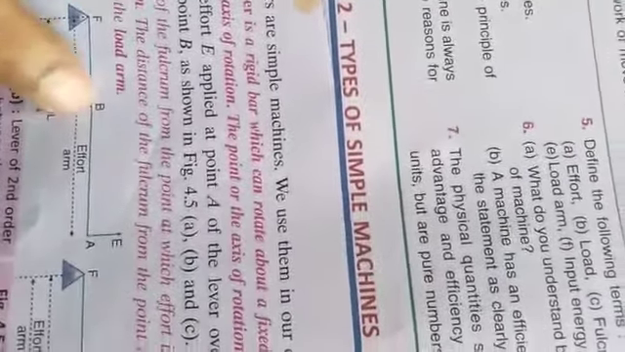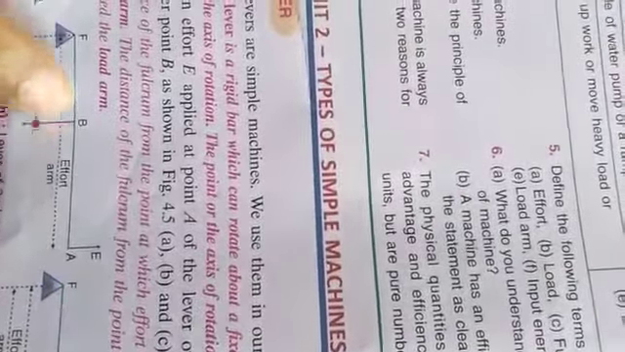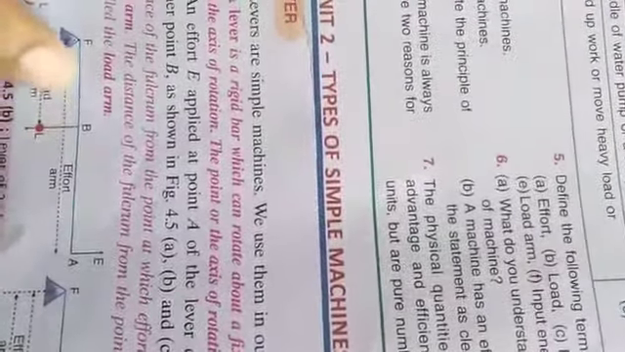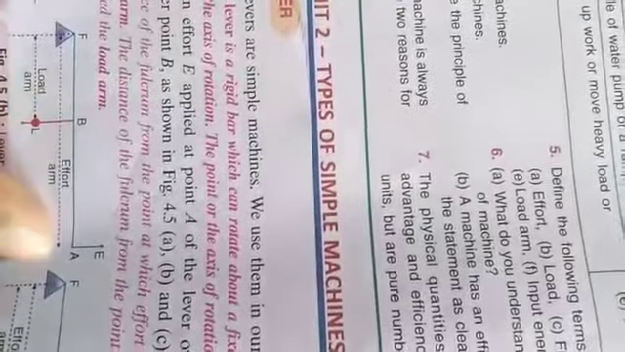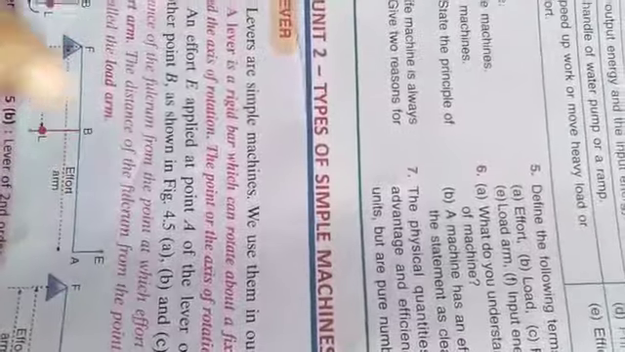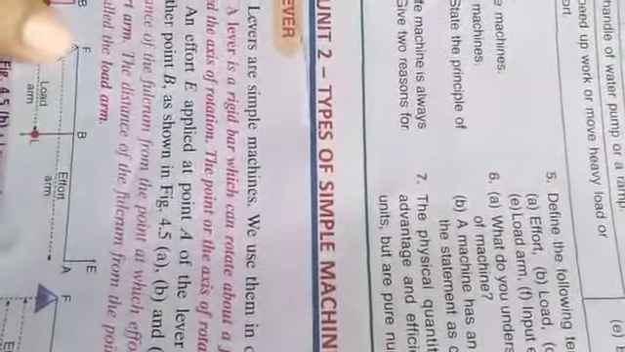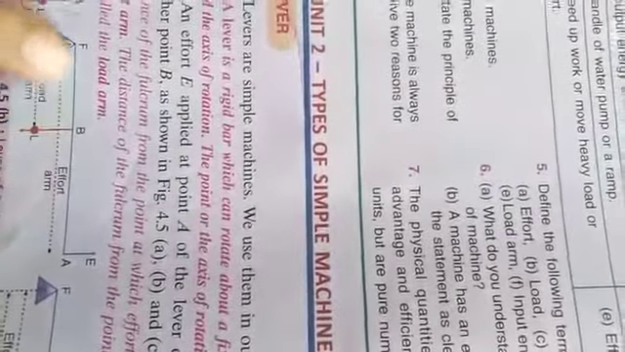Clear? So here we can say that the load arm is BF, that means the distance between B and F, this point. So this is the load arm. And what is the effort arm? The effort arm is the distance between this point A and F, that means AF is the distance from the effort to the fulcrum.